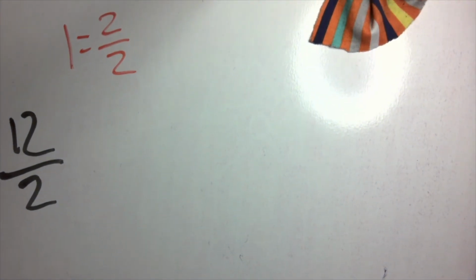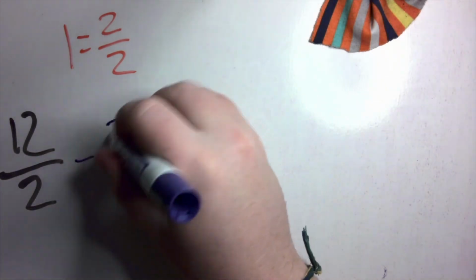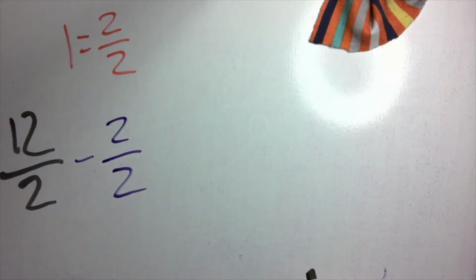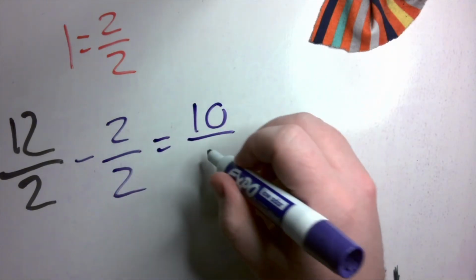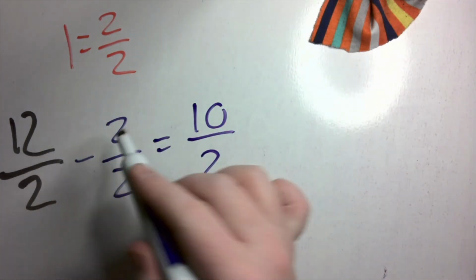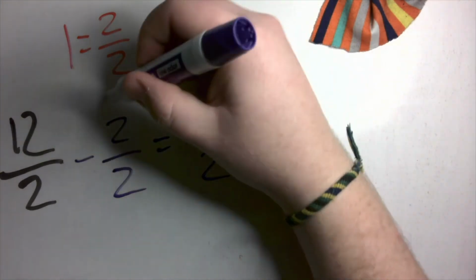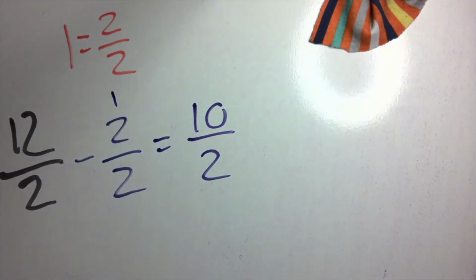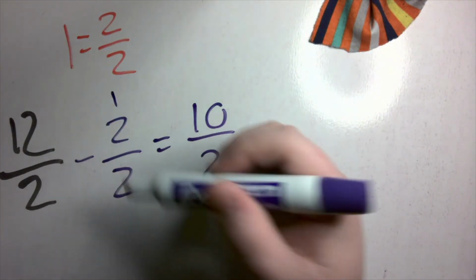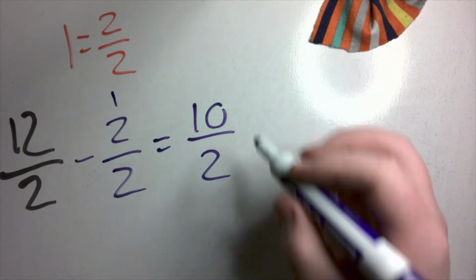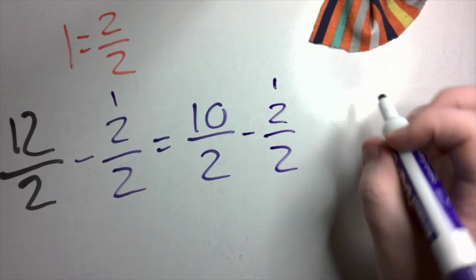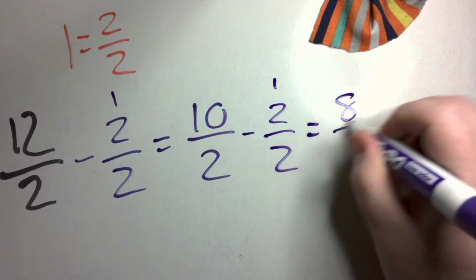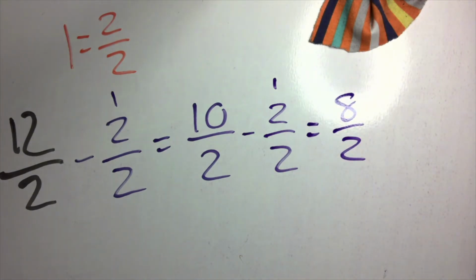So what am I going to do? I am going to subtract 2/2. That will get me 10/2. 12 minus 2 is 10. Denominator stays the same. Let's put a 1 right here, because this represents 1. Let's do it again. Let's put another 1 here. Just remember that it's worth 1. And we get 8/2. We're going to keep going until we can't go anymore.